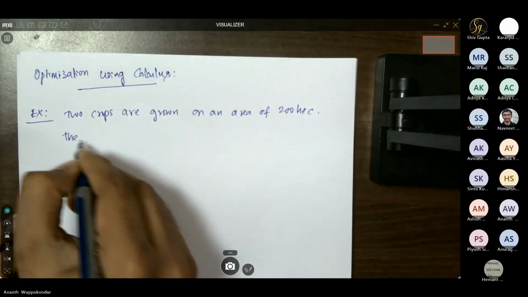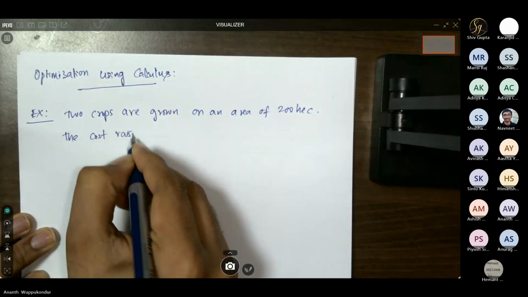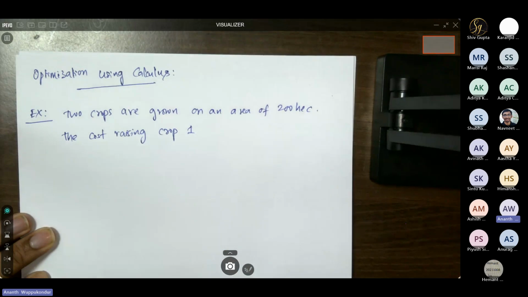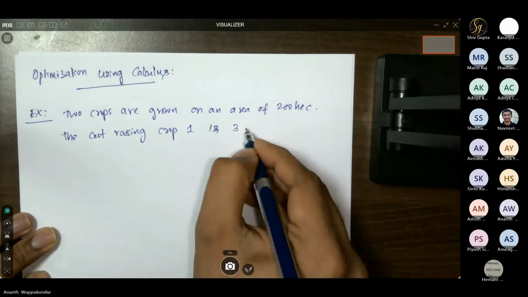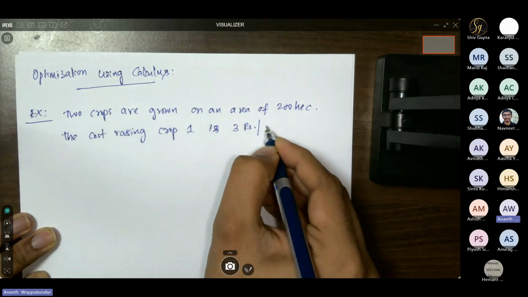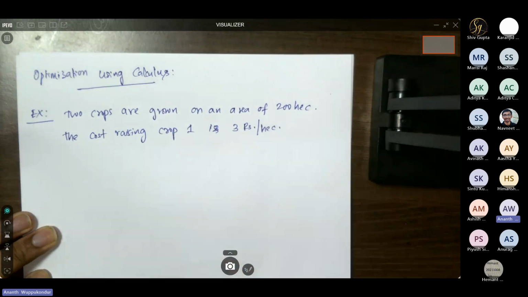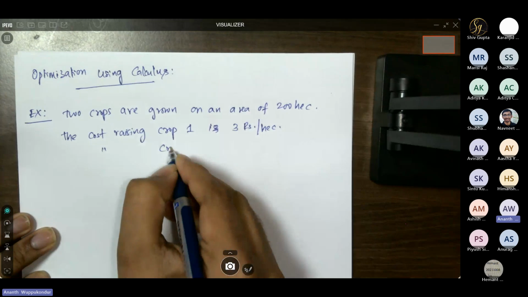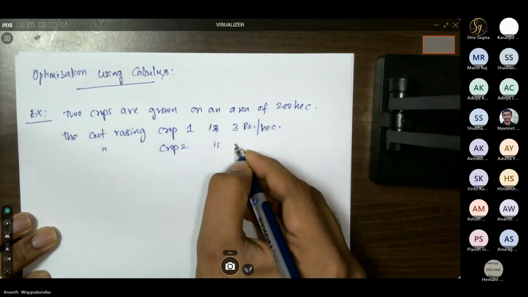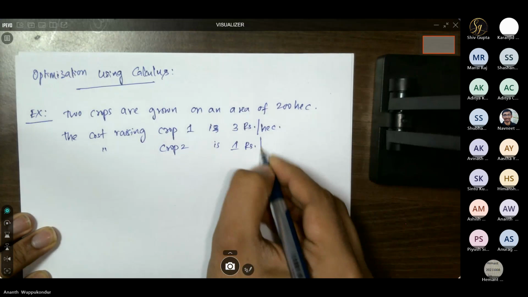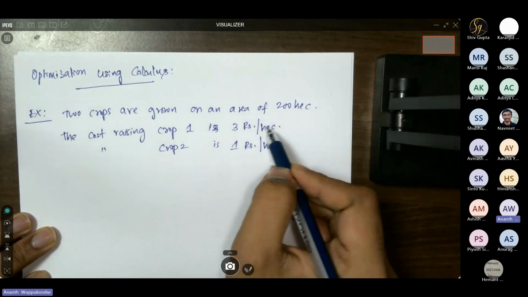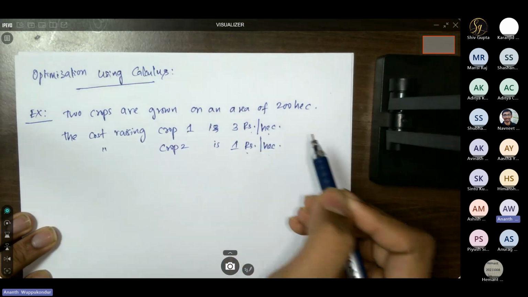And the cost of raising them: let's say the cost of raising crop 1 is 3 rupees per hectare. This is just assumed data, not accurate data. It may not be 3 rupees, but for simplicity, I'm just saying 3 units. Similarly, the cost for raising crop 2 is, let us say, 1 rupee per hectare.